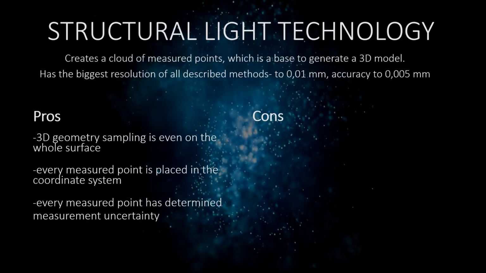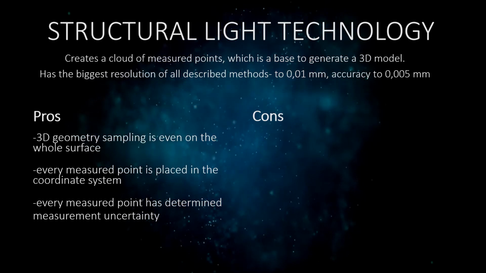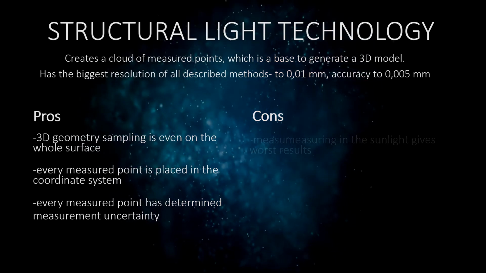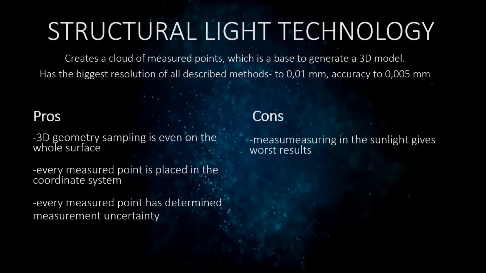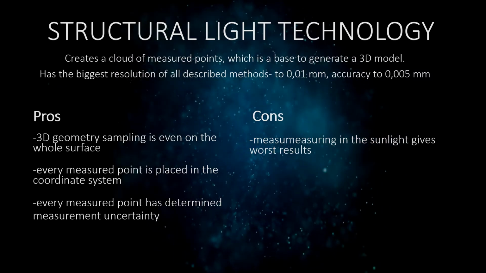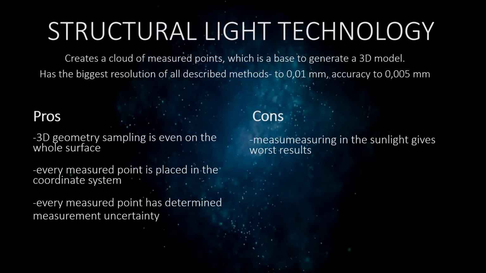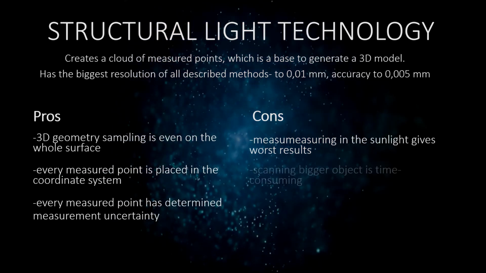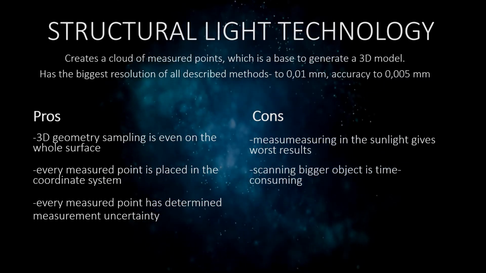The flow of scanning with structural light technology is a necessity to provide a constant light supply. Measuring in sunlight is possible, but hard to perform and relatively less precise. Also, it is recommended to use that method of 3D scanning for documentation of objects with dimensions smaller than 2 meters. Measuring bigger artifacts is possible, but more time-consuming.